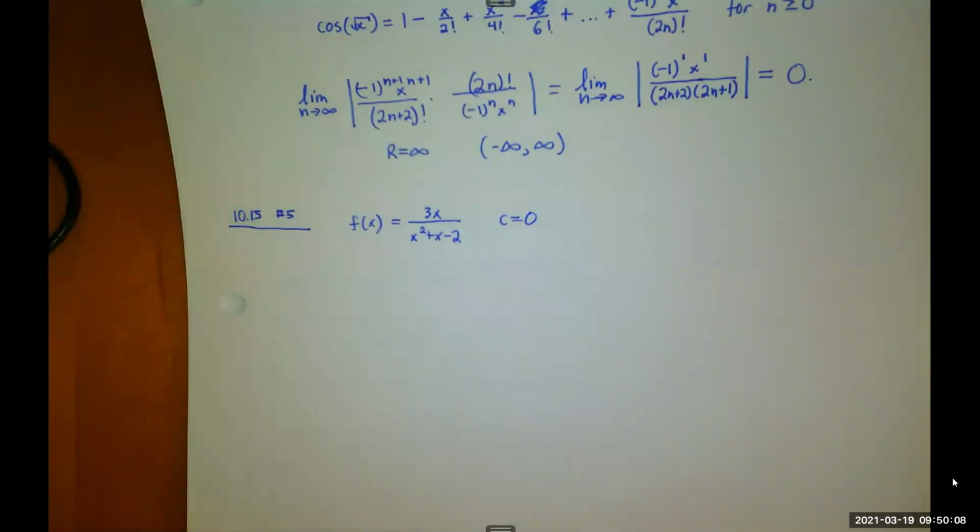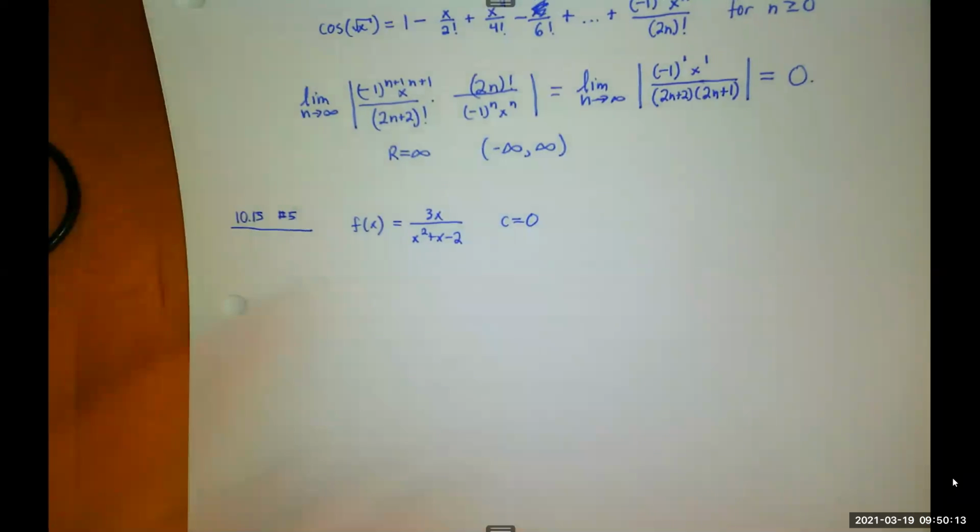The directions say write a power series for the function f of x, which is 3x divided by x squared plus x minus 2, centered at c equals 0.